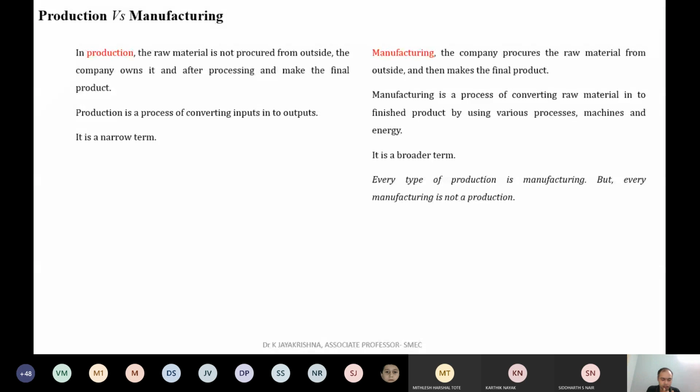So production is the conversion of raw material into finished goods. Manufacturing is how this whole process is happening. That we call manufacturing in a bigger term. Hope I'm clear.